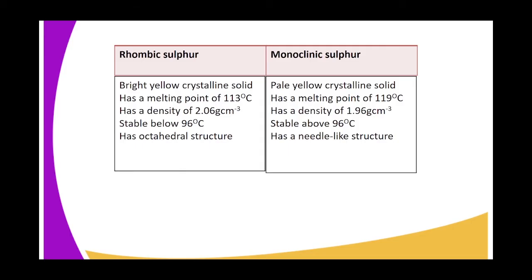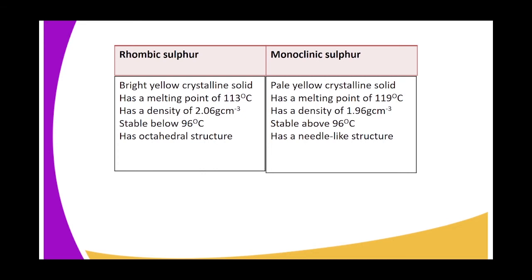grams per cubic centimeter. Rhombic sulfur is stable below 96 degrees Celsius. That is the transition temperature. The temperature at which one allotrope of an element changes to another is called the transition temperature, while monoclinic sulfur is stable above 96 degrees Celsius.